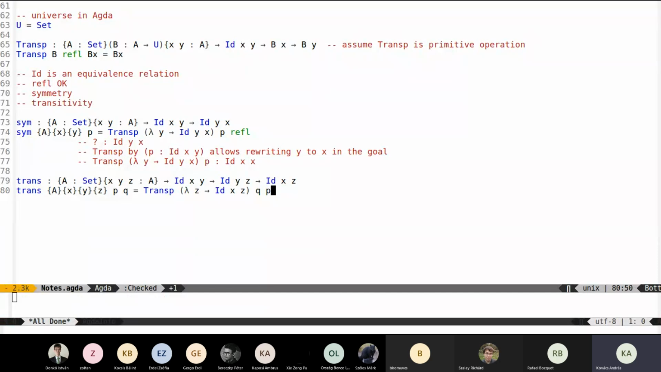So this is one possible way of proving it, but there is also, maybe as homework, doing instead trans on p. So do it the other way around, and then it also works. And there is also a third version, which is to do trans on both p and q.